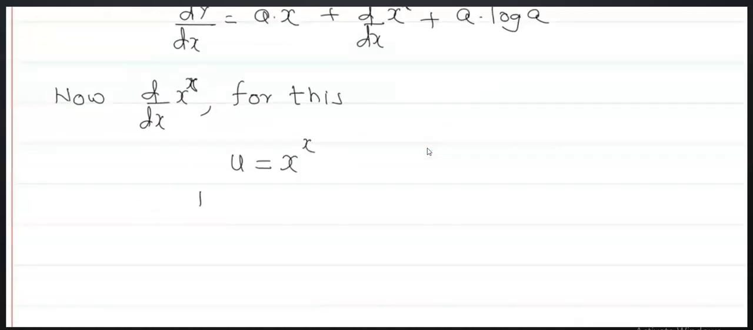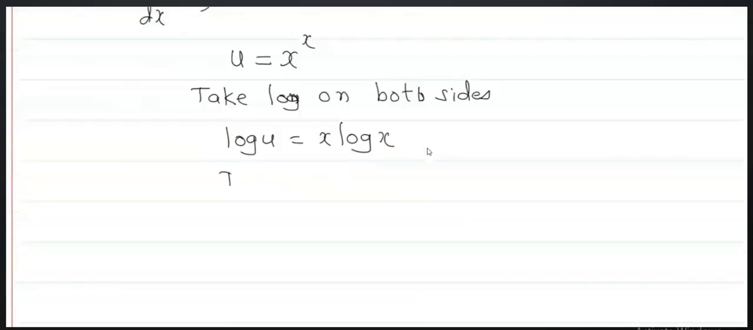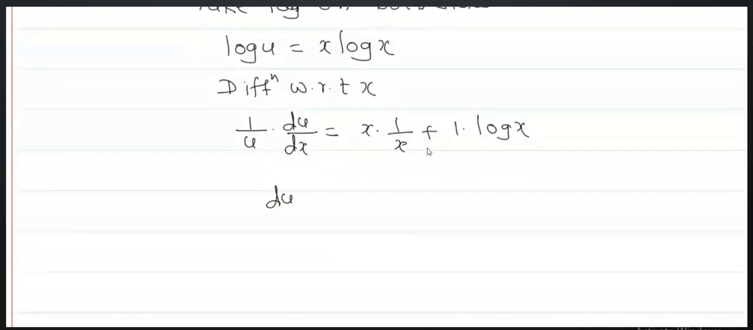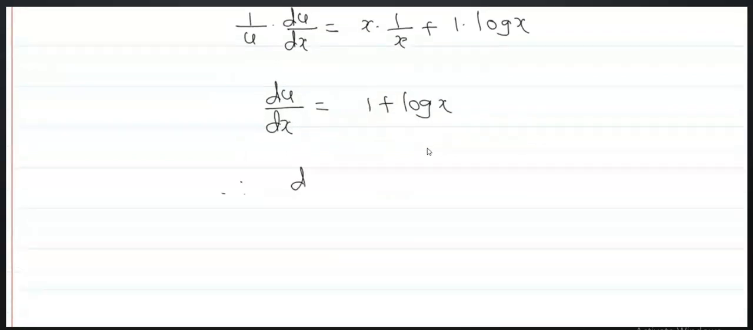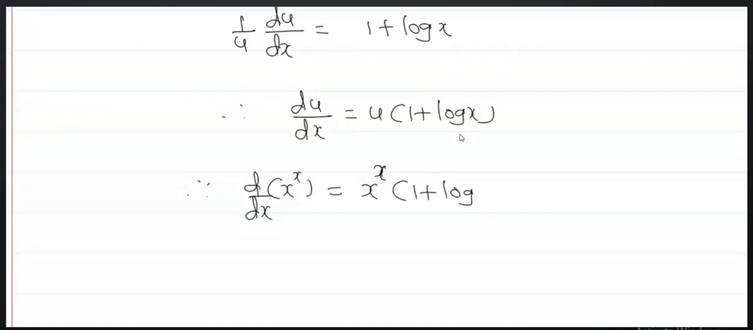We'll substitute u is equal to x raised to x. Take log on both sides. Log of u is equal to x log x. Differentiate with respect to x: 1 upon u into du by dx is equal to x into derivative of log of x, which is 1 upon x, plus log x. The x cancels, giving 1 plus log x. So du by dx is u into (1 plus log x). Now u is x raised to x in bracket (1 plus log x).